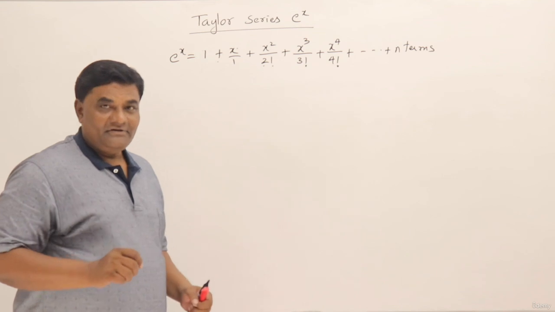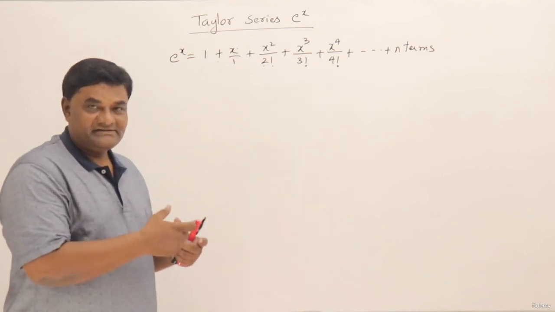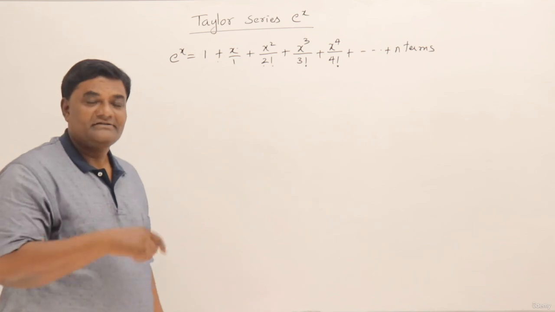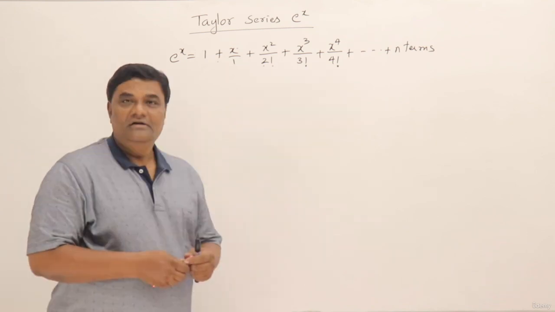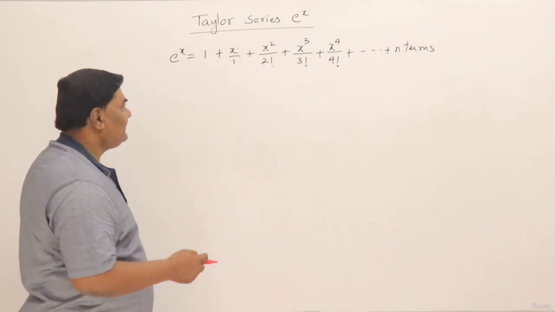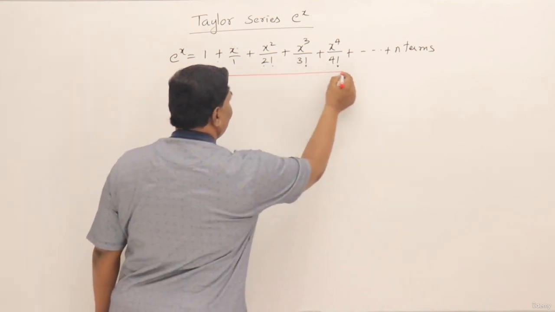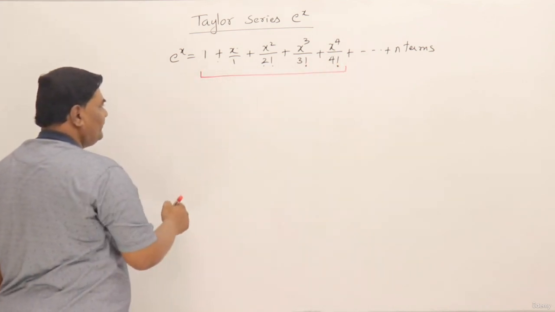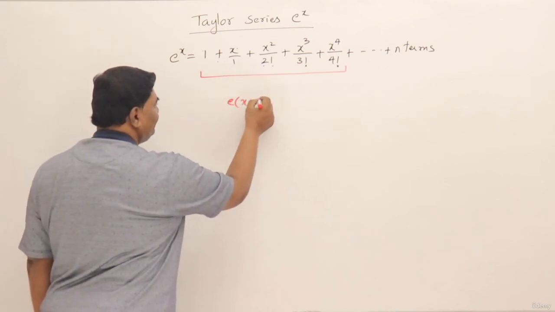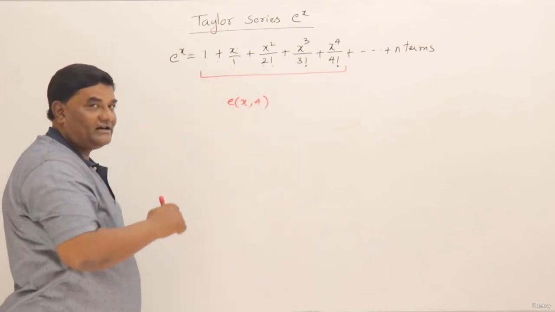Let me take the example for e power x for 4 terms, meaning total 5 terms it will be. So the highest degree is 4. Now let us devise a recursive procedure. For that, I'll take the example up to power 4, that is, highest power 4. So let me write the function as x and 4. Let us start with this one.